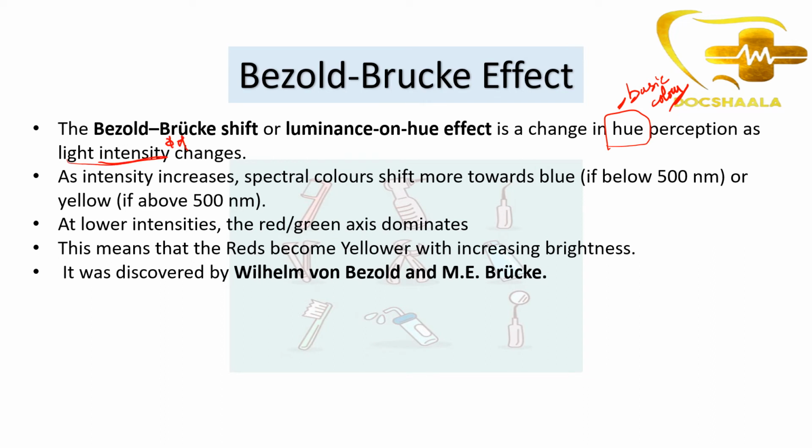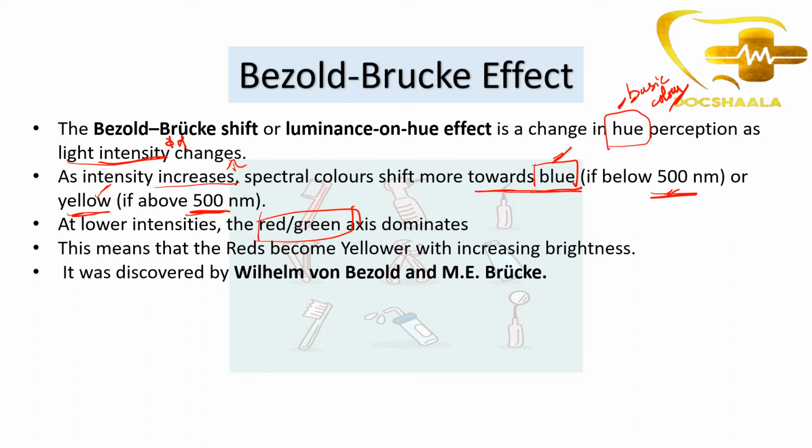So as intensity increases, spectral colors shift more towards blue if below 500 nanometers, or yellow if above 500 nanometers. So at lower intensities, what happens? Red or green axis dominate. So mostly at lower intensities we see it in shades of red or green. As the intensity increases, if it is below 500 nanometers, we see it in shades of blue. If it is above 500 nanometers, we see it in shades of yellow.